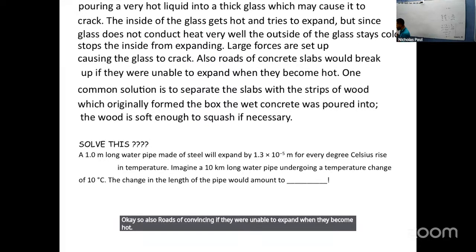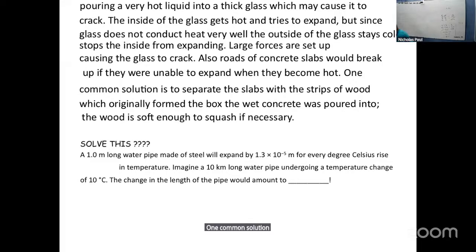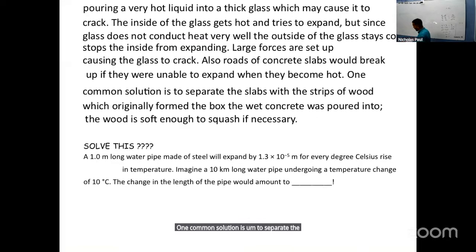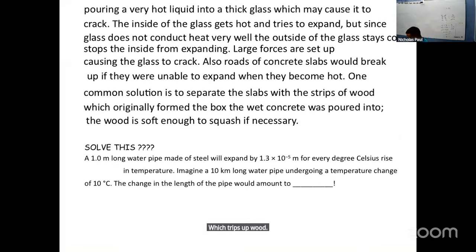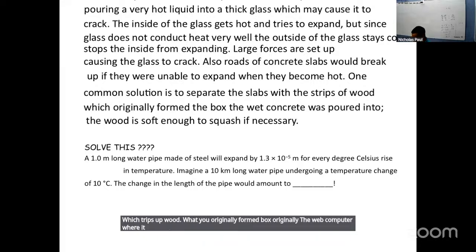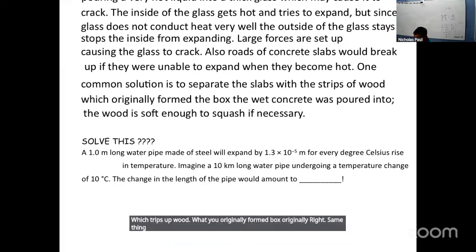One common solution is to separate the slabs with strips of wood, which originally formed blocks. The wet concrete was poured into the wood, which is soft enough to squash, right? Same thing with the BRC as well.